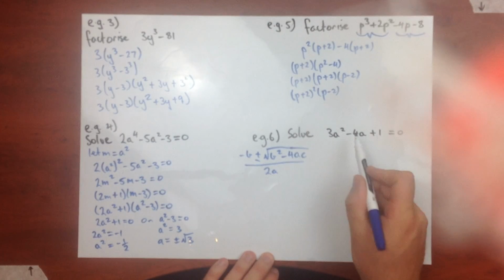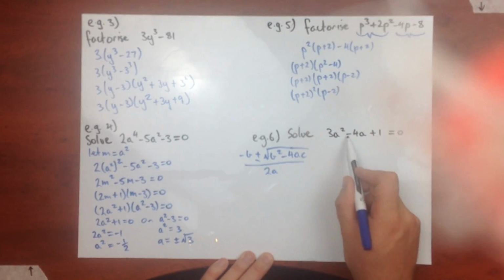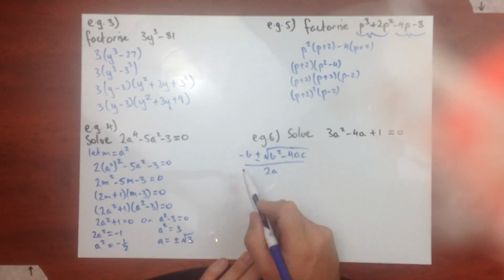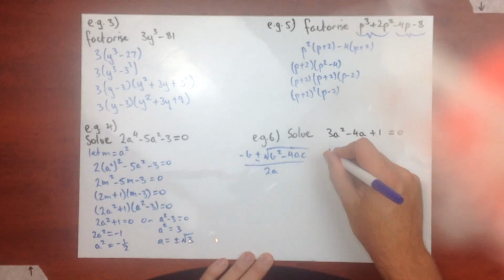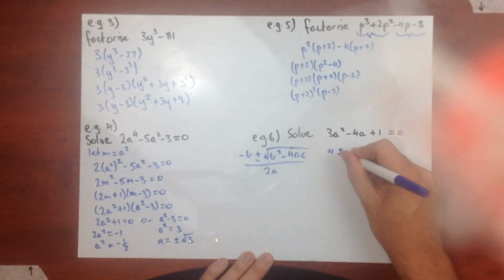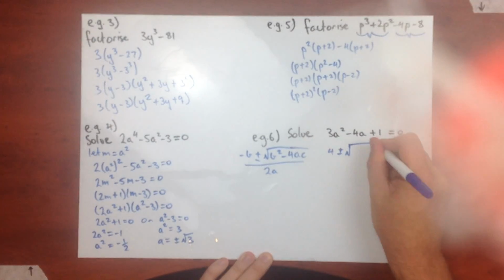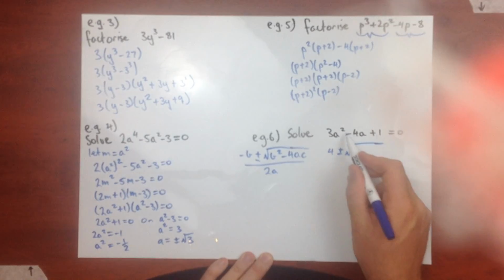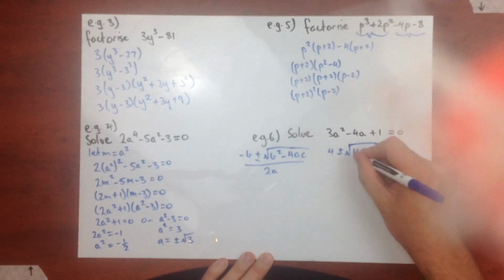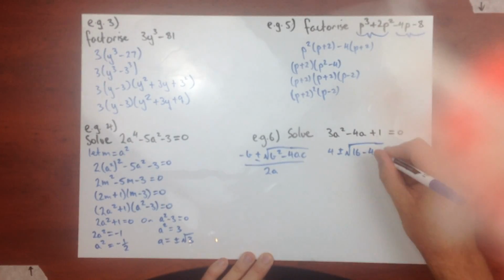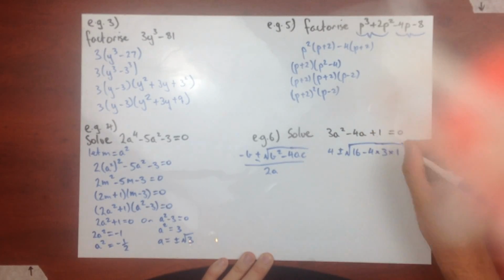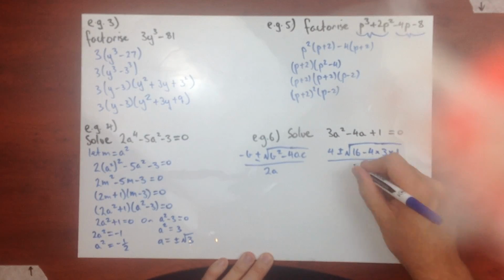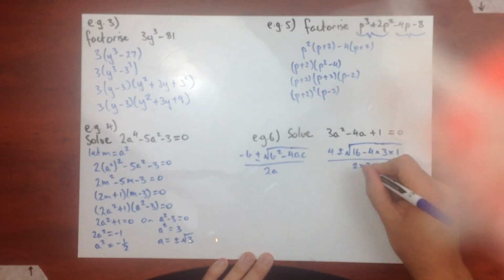So b is our middle term here. Now don't forget, b is actually negative 4 in this case, so negative b is actually going to make it positive 4. So we have 4 plus or minus the square root of b squared. Well, negative 4 squared is 16. Take 4 times a, which is 3, times c, which is 1, over 2 times 3.